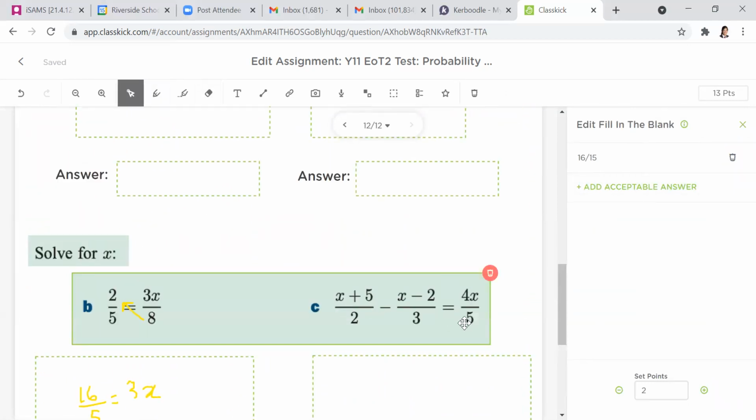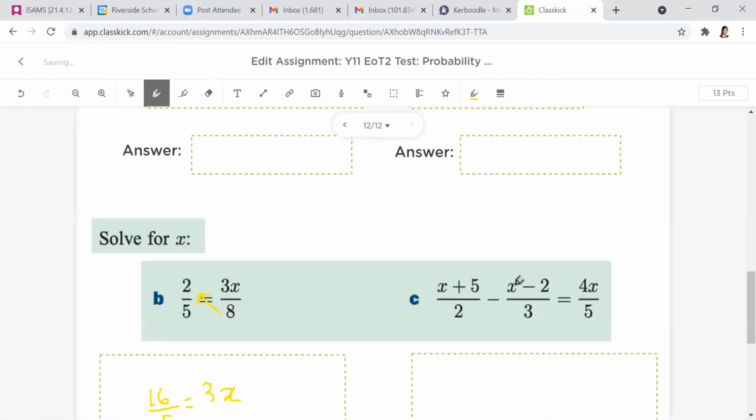And this one was a doozy. All right. You got to make this a single fraction. So you multiply by 3 and by 2. So I get 3 outside of x plus 5 on the left-hand fraction minus 2 outside of x minus 2, all over 6, which equals 4x over 5.